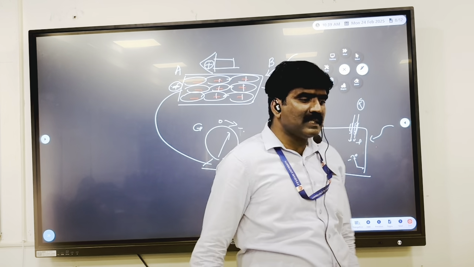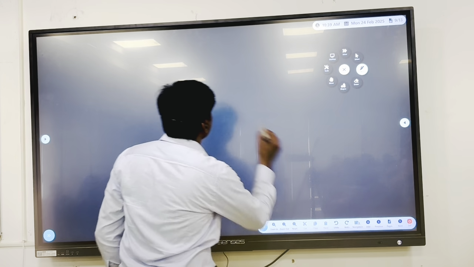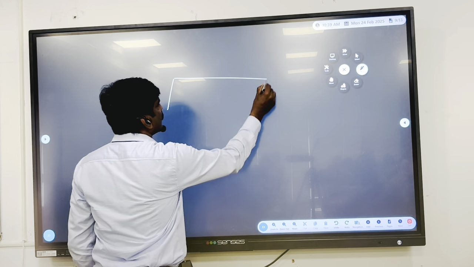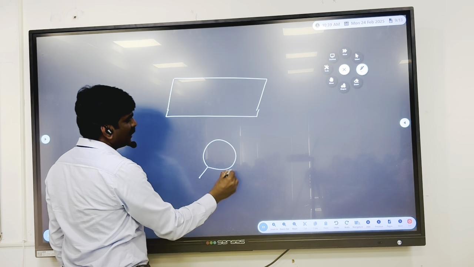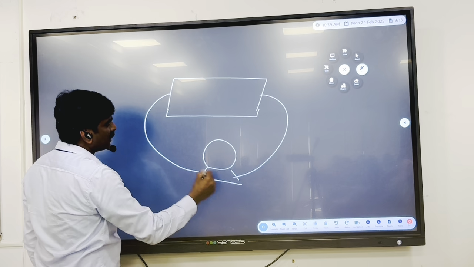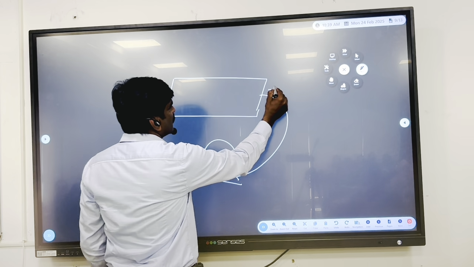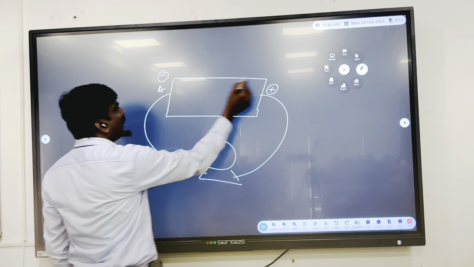And coming to the last principle, the seventh principle. In the beginning I told there are 7 principles, right? So we have completed the 6th principle. This is positive side and this is negative side, A and B.